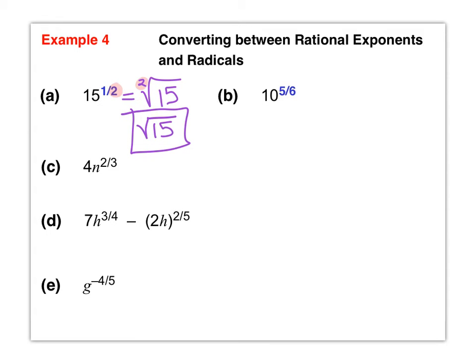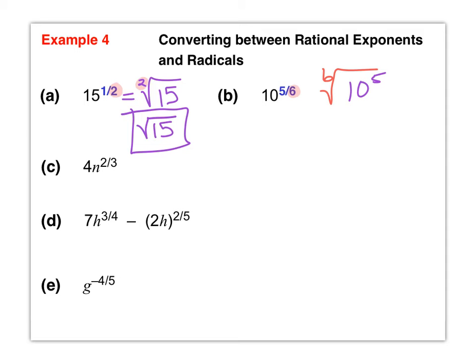For part B, we can write 10 to the 5/6 power as a radical, and the denominator of the exponent is the index of the radical. So we can write this as the 6th root of the radicand, which is 10 to the 5th power.